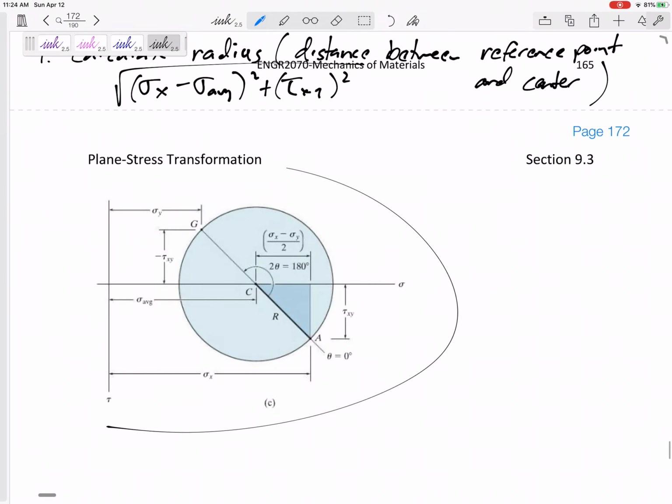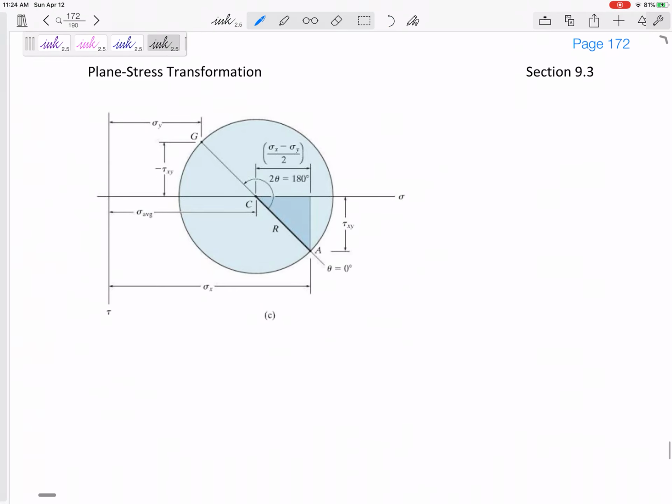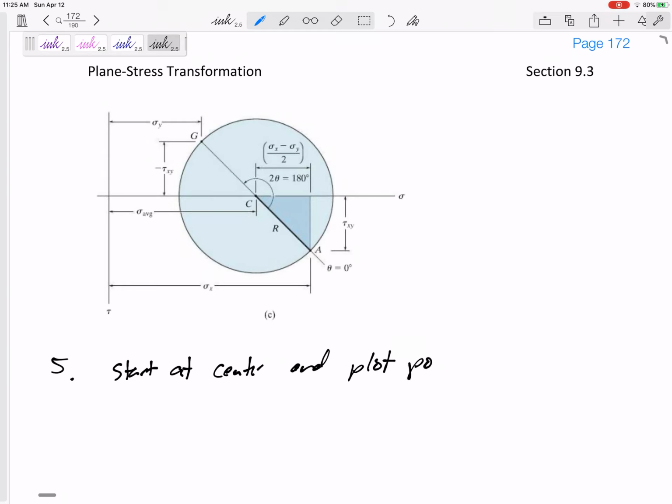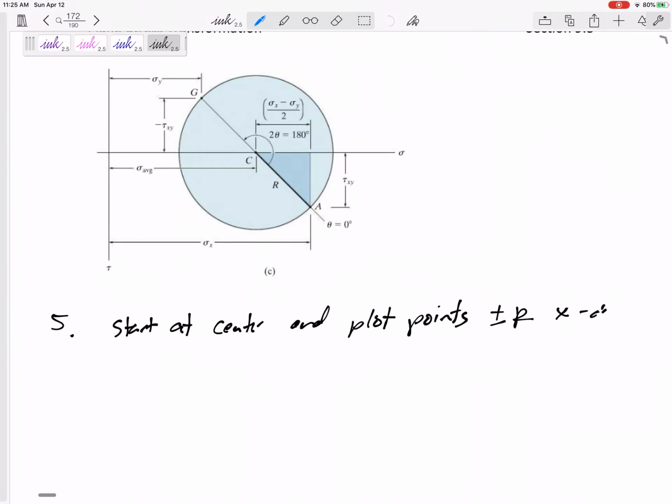Okay, this is the book's picture. I'm just going to keep on going with our notes here, and I'll go to step 5. All right. And so my next step, the way that I do this, is I start at the center and plot 4 points, plus and minus the radius in the x direction, and plus and minus the radius in the y direction.